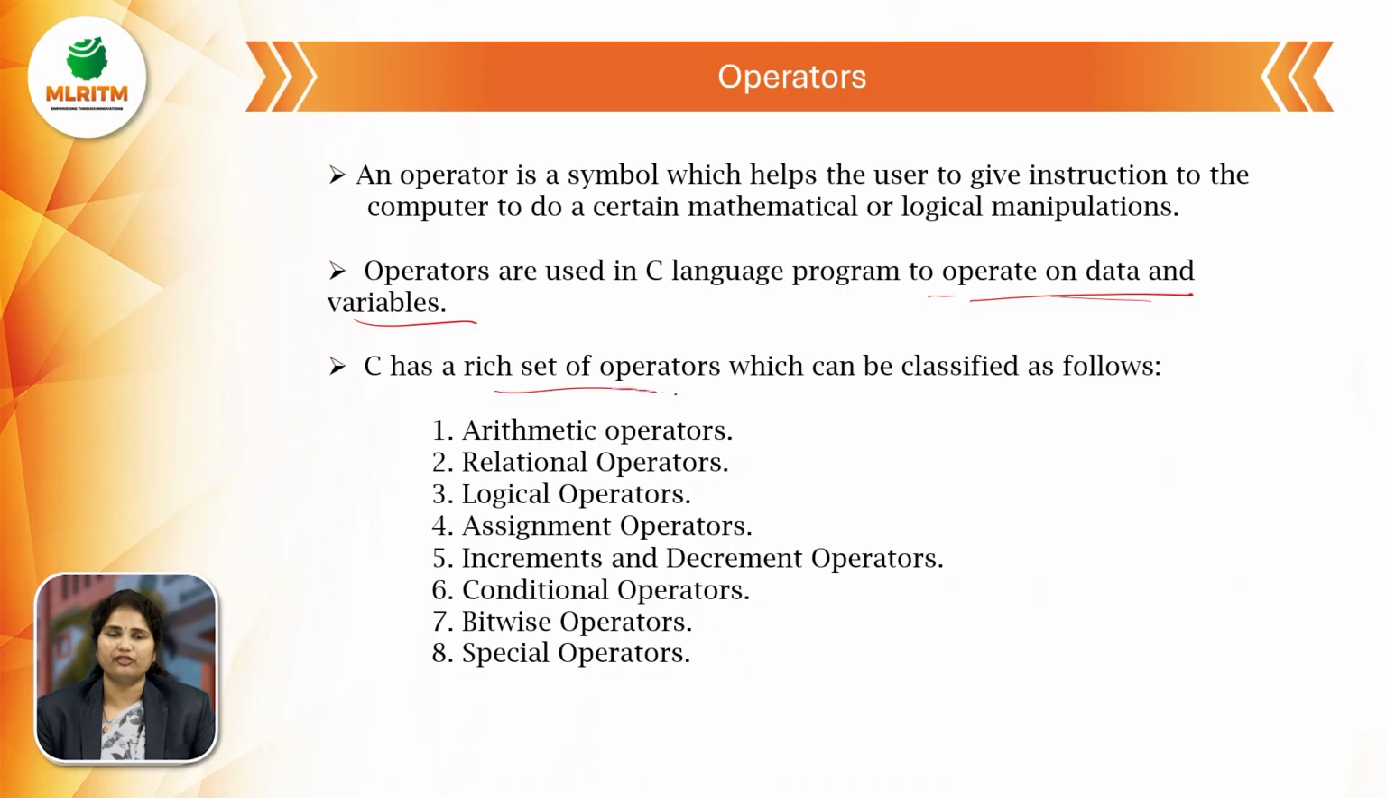C has a rich set of operators which can be classified as follows. First one is arithmetic operators. Second one is relational operators. Third one is logical operators. Fourth one is assignment operators. Fifth one is increment or decrement operators. Next one, conditional operators. Next one, bitwise operators. Next one, special operators. These are the 8 operators we will use in C language. Now we will discuss each and every one briefly.